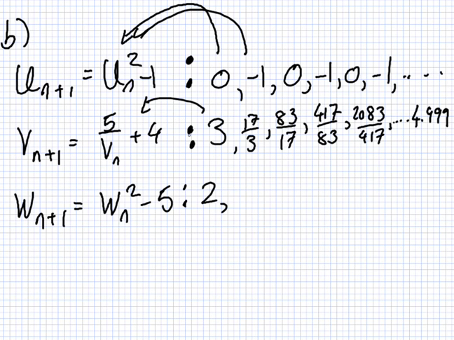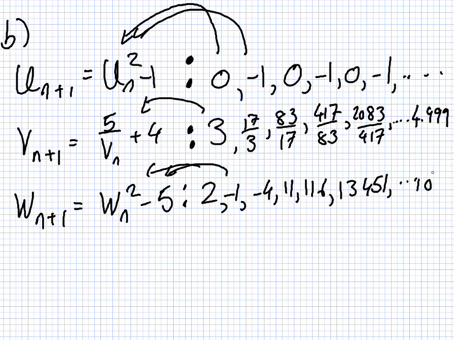Same thing with the last one. So, what's 2 squared? 4 minus 5? Minus 1, and then you put the minus 1 in. So you get then minus 4, 11, 116, 13451, and then you get something, oh dear, 10 to the power of 16. It's just getting really, really big.